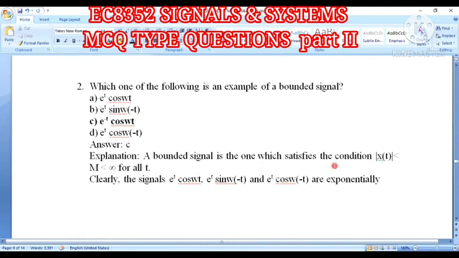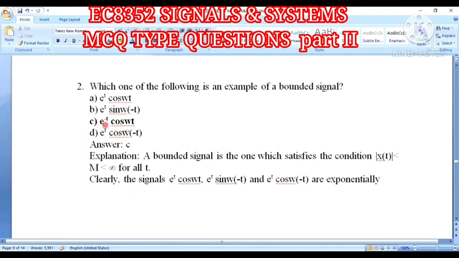A bounded signal is the one which satisfies this condition: mod of x of t less than M, less than infinity, for all t. When it satisfies this condition, the given signal is said to be bounded. Okay, you just note down this condition.